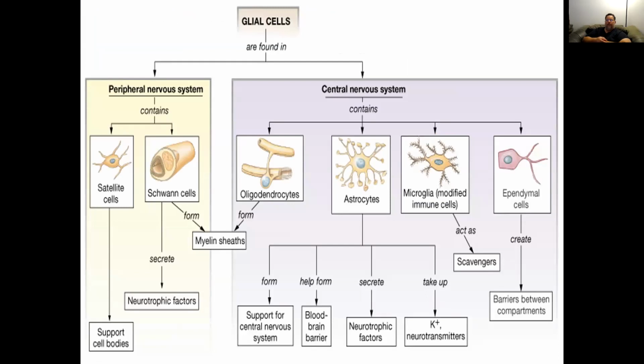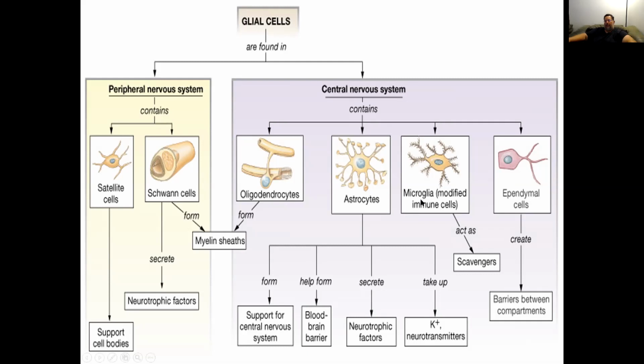So this picture here is the overall view of glial cells. Again, the peripheral nervous system is made up of satellite cells that support cell bodies and Schwann cells that help form the myelin sheath, and they provide neurotrophic factors, which are substances that influence nerve responses and growth. In the central nervous system, we have epithelial cells that help form the cerebral spinal fluid and may have some stem cell function.